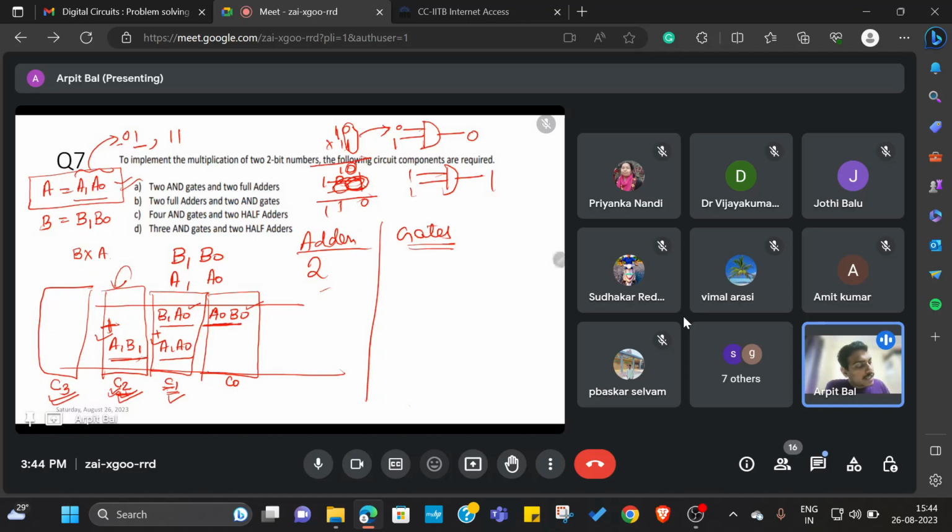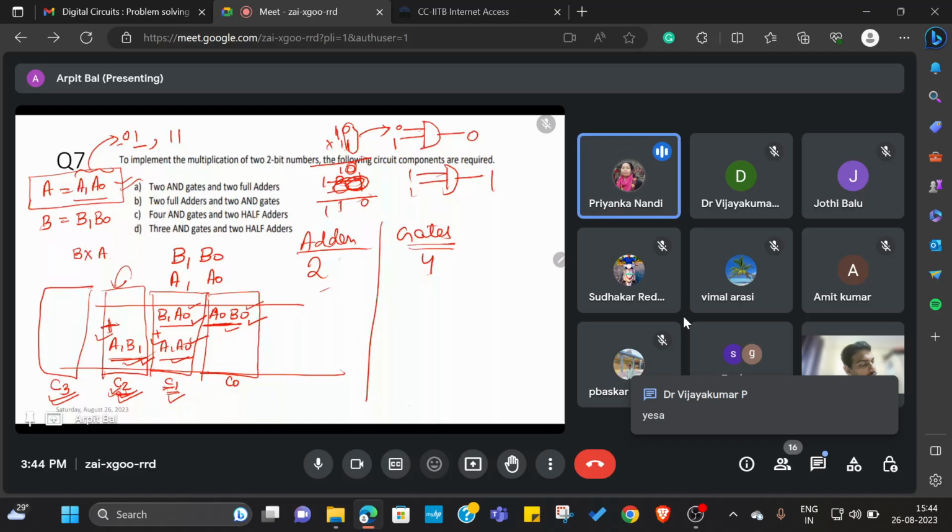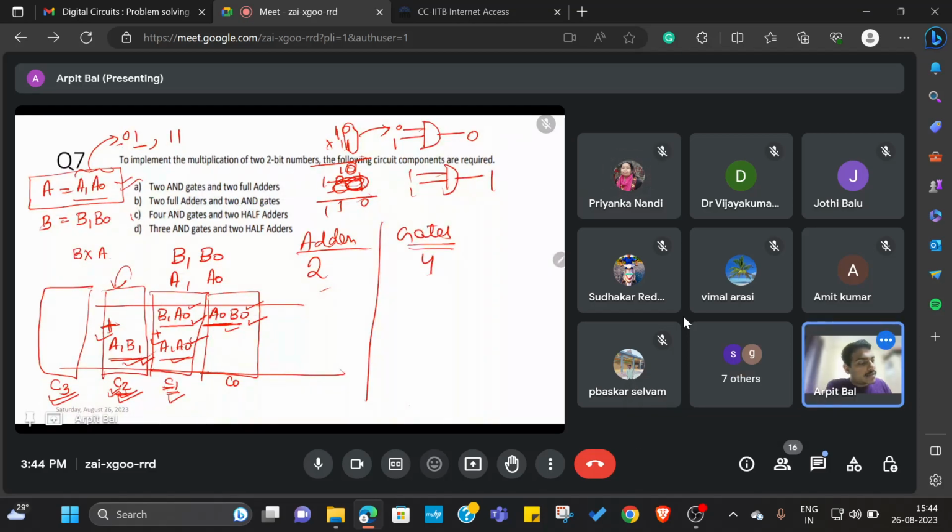So it means to generate each of the partial products we are using AND gates. Correct? We need 4 AND gates. Correct. So there are 4 partial products, so there will be 4 AND gates. Okay. So C, I think, is the right answer. Correct. C is the right answer.